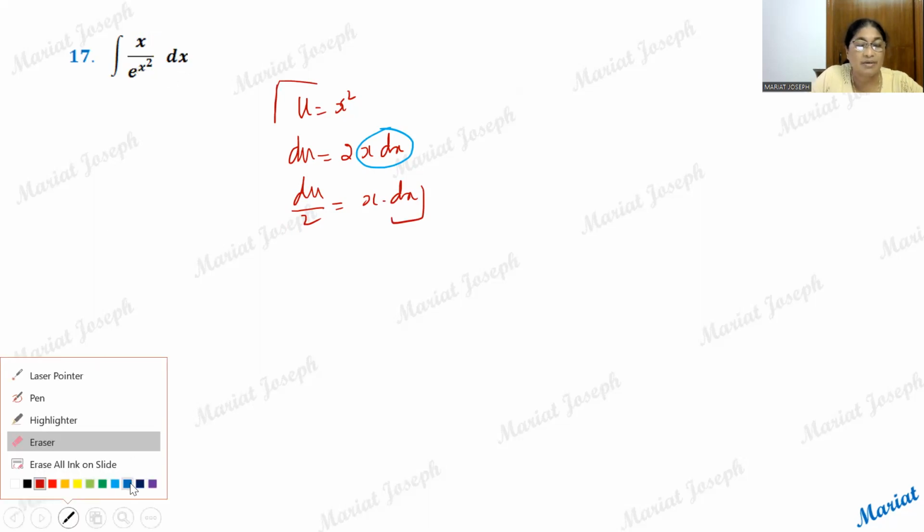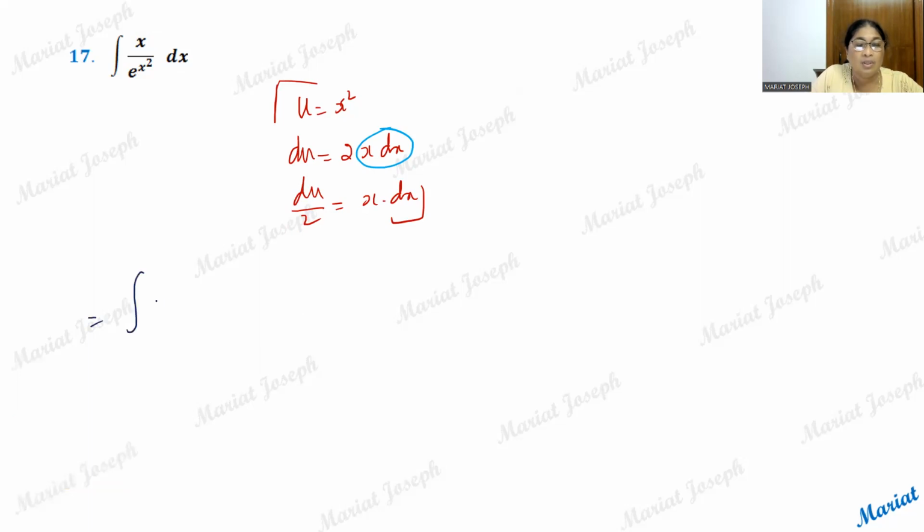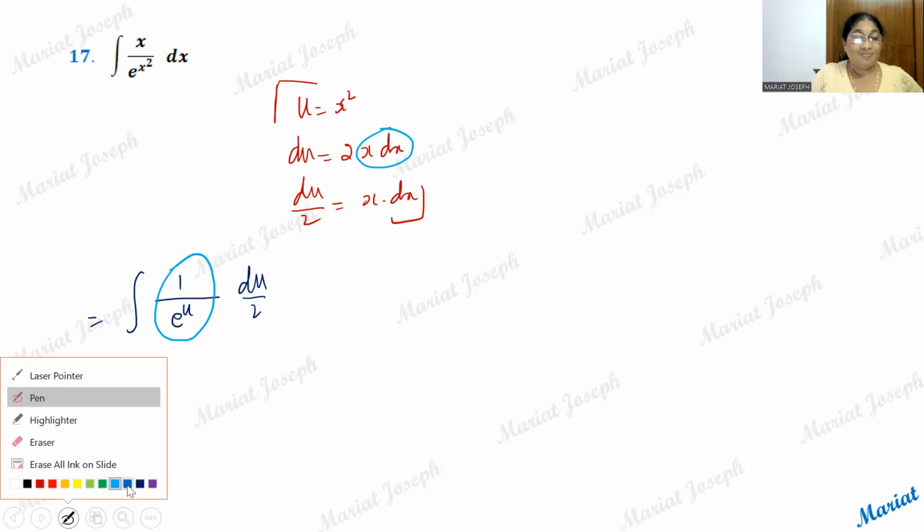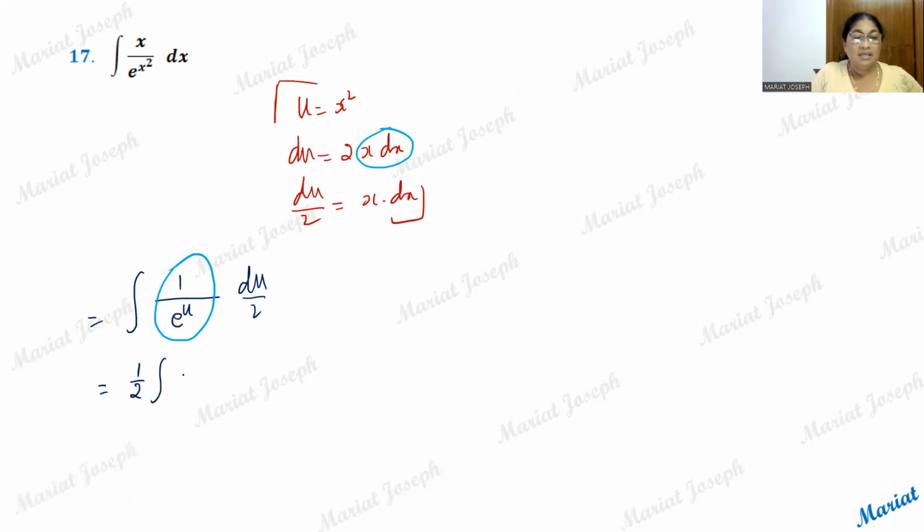e raised to the power x square is now e raised to the power u, and x dx is du by 2. 1 by 2 is a coefficient. And what to do for 1 upon e raised to u, bacho? How will you integrate 1 upon e raised to u? Alina? Ma'am, we would take minus... e raised to the power minus u likhna padega, only then we can integrate.